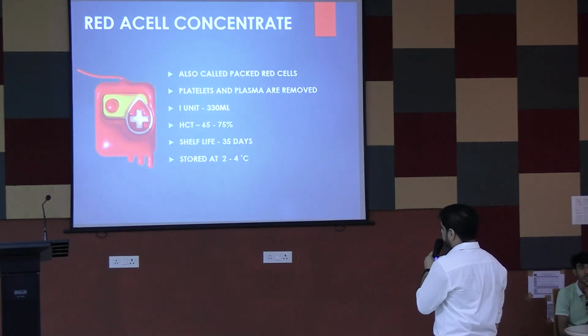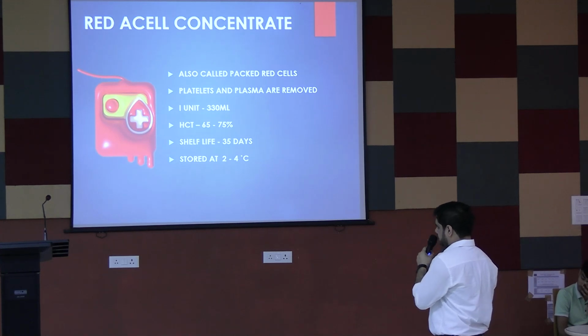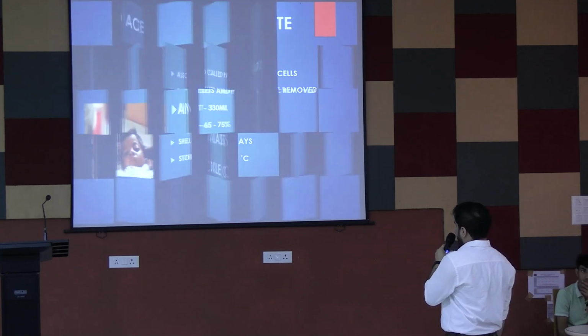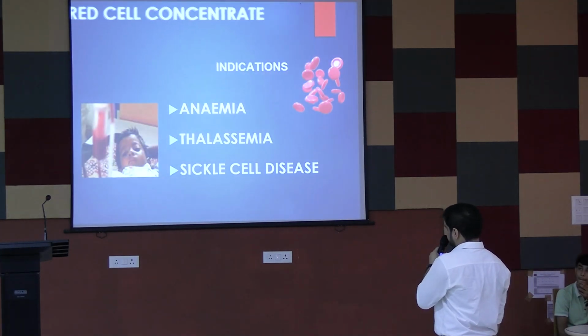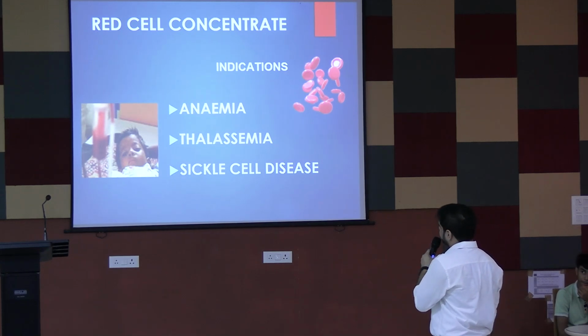Red cell concentrate, also called packed red cells: platelet and plasma are removed. 1 unit is 330 ml, hematocrit 65 to 75%, shelf life 35 days, stored at 2 to 4 degrees centigrade. Indication of red cell concentrate: anemia, thalassemia, and sickle cell disease.